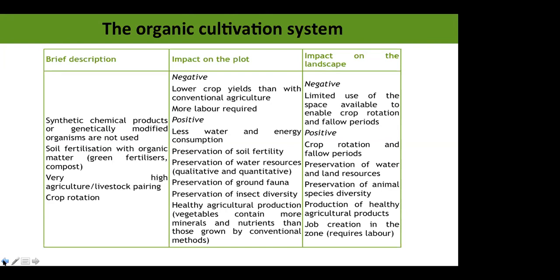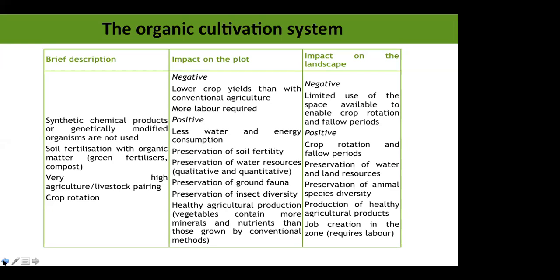There's healthy agricultural production. Vegetables contain more minerals and nutrients than those grown by conventional methods. This is already a scientifically proven result that crops grown using the organic cultivation system are healthier and contain more minerals and nutrients than those from the conventional method. What are the impacts on the landscape?